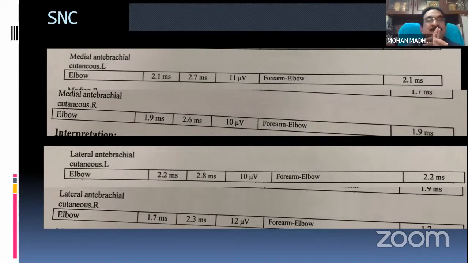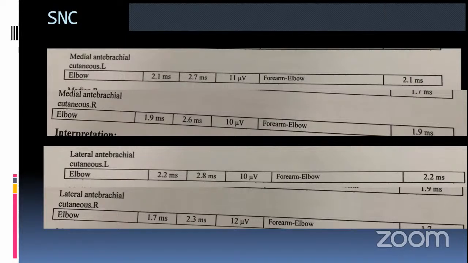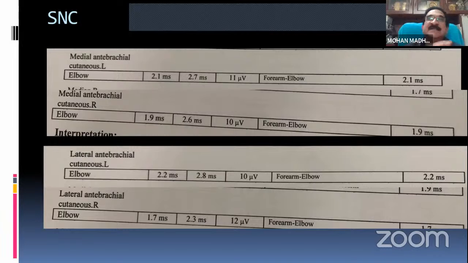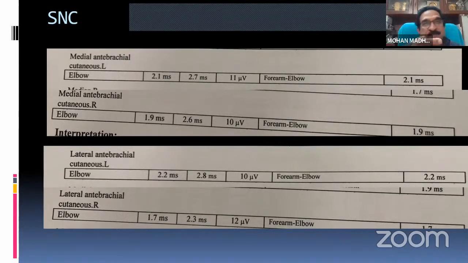Yes, sir. But sir, how to explain the mild weakness of the APB in this case, sir? Somebody was asking, and what you said is correct. APB mild weakness, what I'm telling is that it may not be there really, because all the other small muscles are also affected. Some degree of long finger flexors are also weak. So some degree of apparent weakness can occur due to the other muscle weakness.